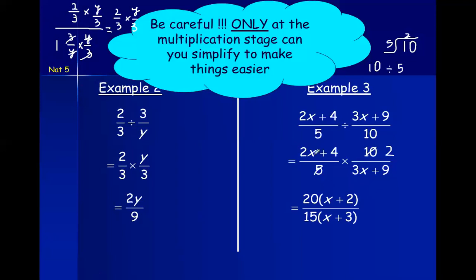So here they've got the 2 out and said, okay, this is going to be 2 times 10, which is 20, times x plus 2. And at the bottom, they got the 3. So they factorize 2x plus 4 as 2 times x plus 2, and 3 times. Now they've got to simplify 20 divided by 15 because they're both in the 5 times table, and they get the answer as 4/3. So that's your final answer. But we could have got it here by factorizing and simplifying.